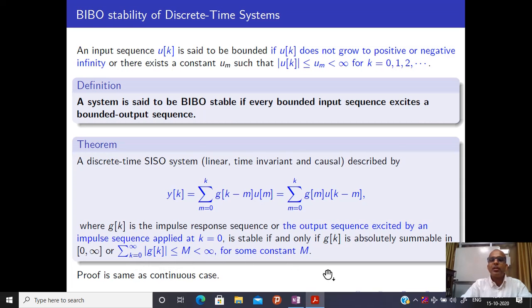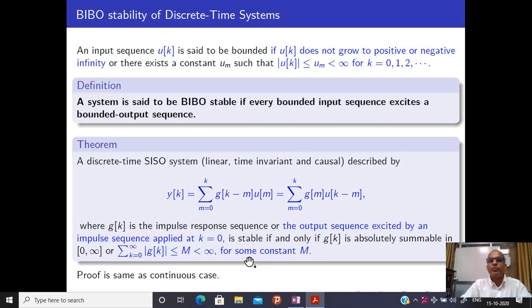At the same time, this theorem talks about if and only if. It means that if you assume g_k is absolutely summable, then you get bounded input bounded output behavior, and if you get bounded input bounded output behavior, then equally the impulse response sequence is absolutely summable, and the proof is exactly the same as the continuous case.